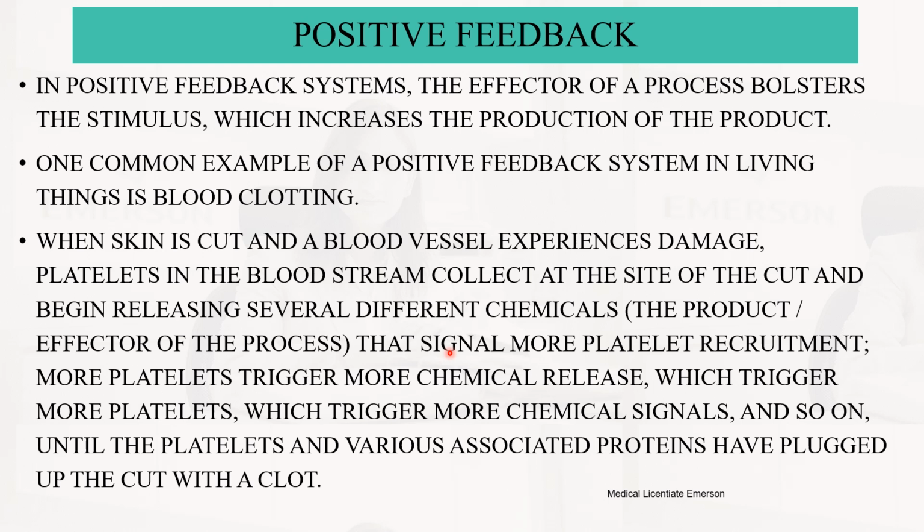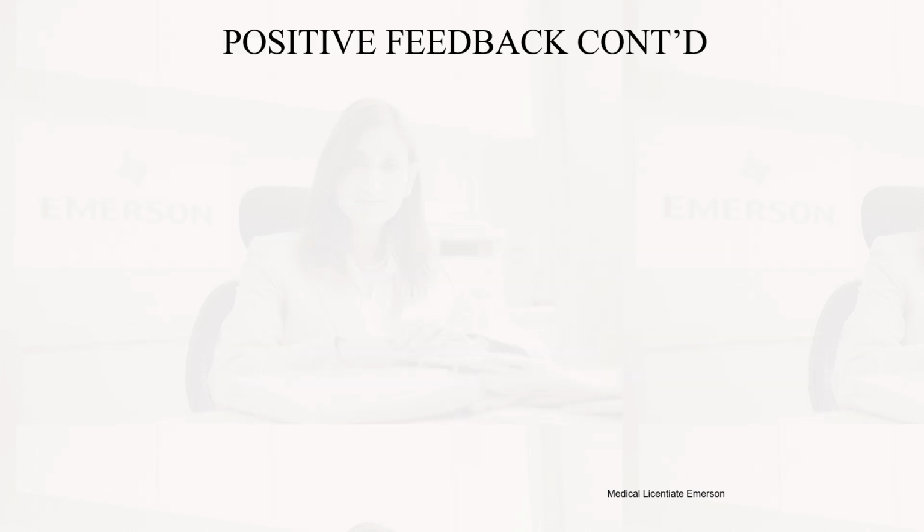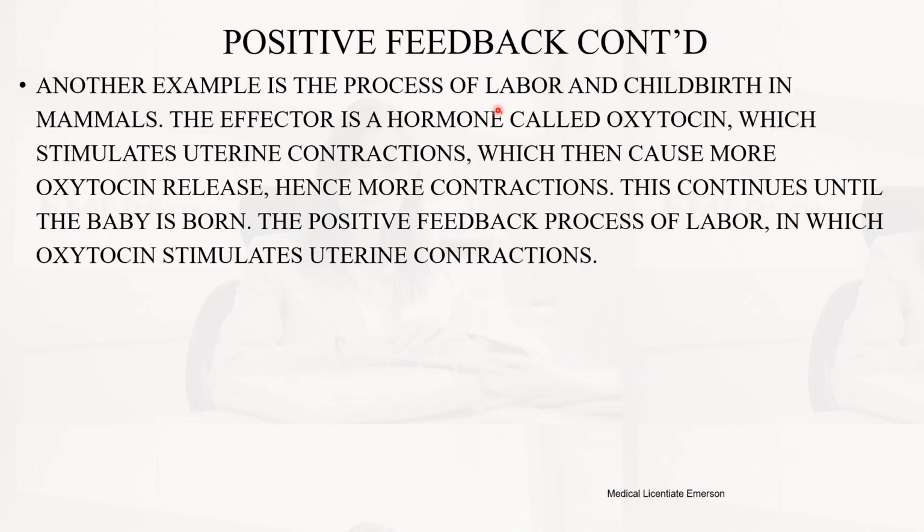Then the platelets are now increasing in number, and of course they are again causing an increase in the release of chemicals, and together they are going to make up a clot. That is a positive feedback. Then another example is the process of labor and childbirth in mammals. The effector is a hormone called oxytocin, which stimulates uterine contractions, which then causes more oxytocin release, hence more contractions. This continues until the baby is born.